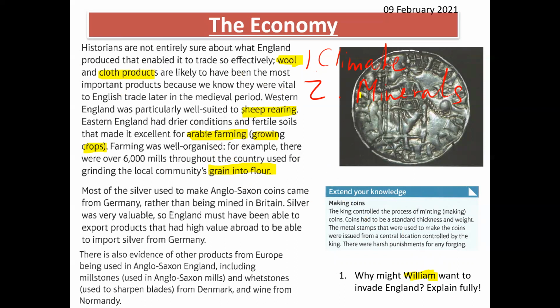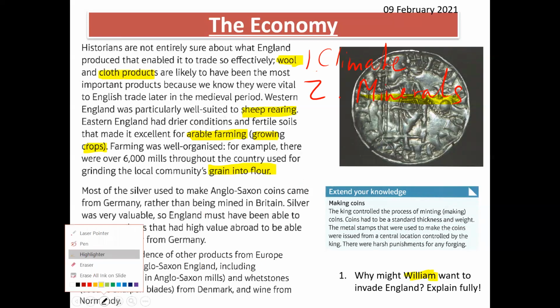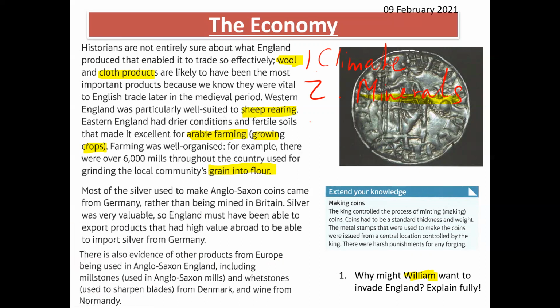He wanted the money that was made from all of this. More importantly is the mineral wealth. Here in England, we have tin. We have copper.